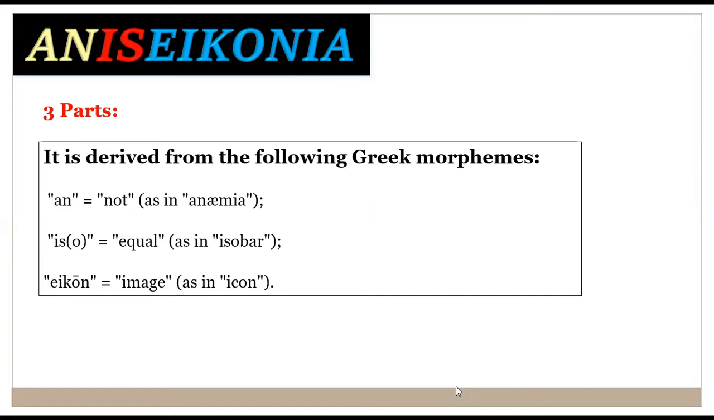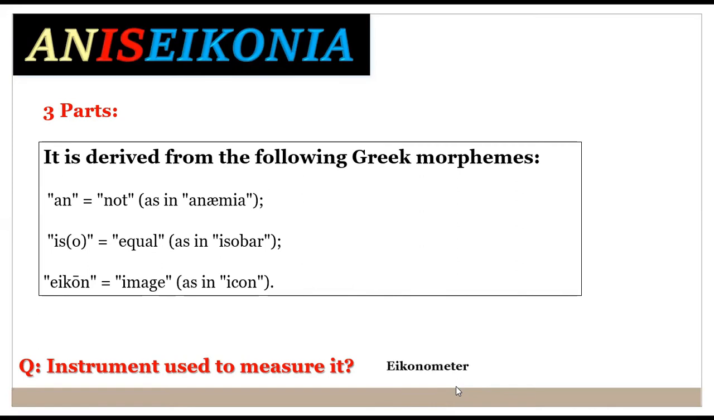Here we mean by images the perceived ocular image between the two eyes. And by the way, there is a device that is used to measure the amount of aniseikonia and it is called an eikonometer or iconometer.